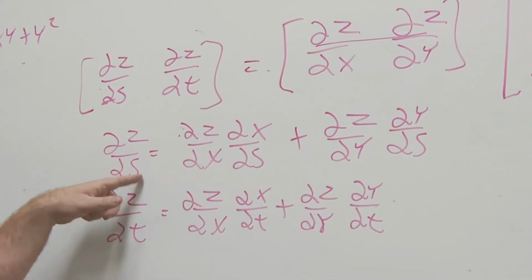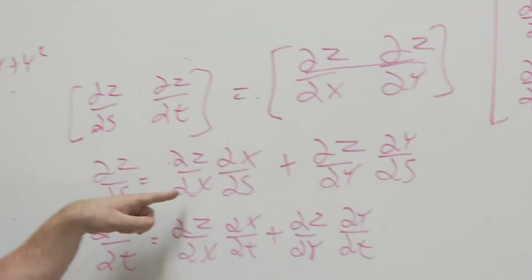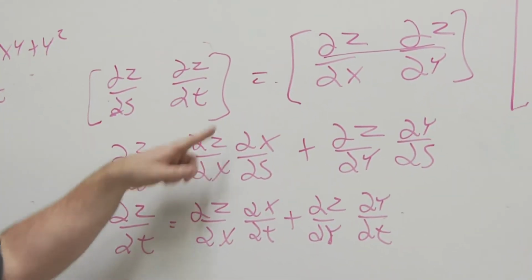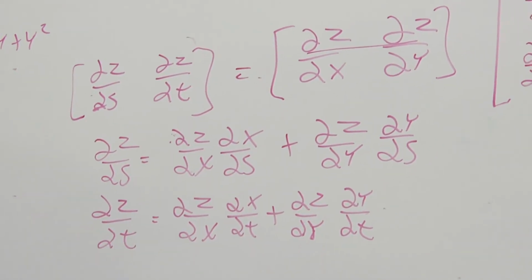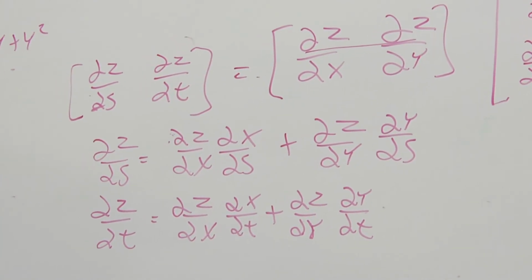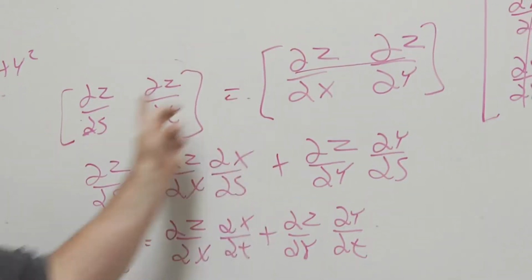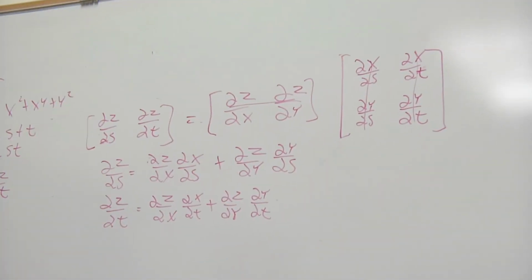So if you want dz ds, you have to make sure that you get to s through all of your old variables. So you need to take x into account and y into account. Same thing for computing partial of z with respect to t. So here it's written in matrix vector form, here it's all multiplied out. So these two are saying the same thing.